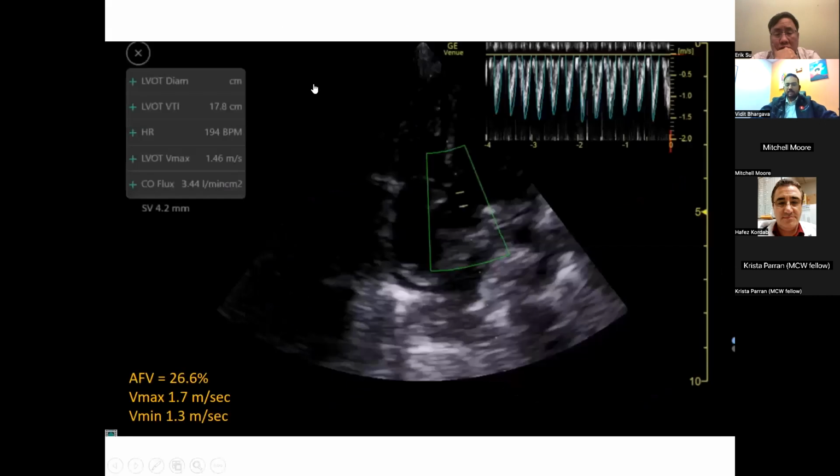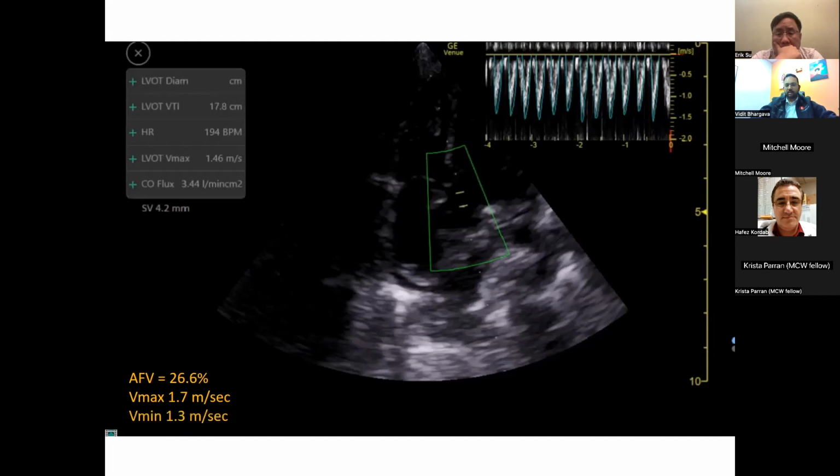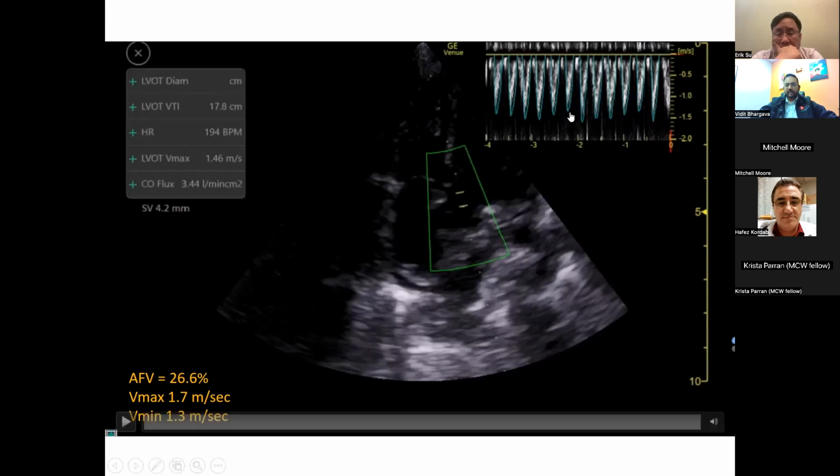And then here is this patient's VTI. Right off the bat, you can see that there is just so much variability in the flow out of the aortic outflow tract. So I took the values from this. Here's the one with the largest velocity, which is around 1.6, 1.7. And the smallest one is around 1.3, and I used that to calculate the aortic flow variability, which is around 26% here. So that would be consistent with being volume responsive.